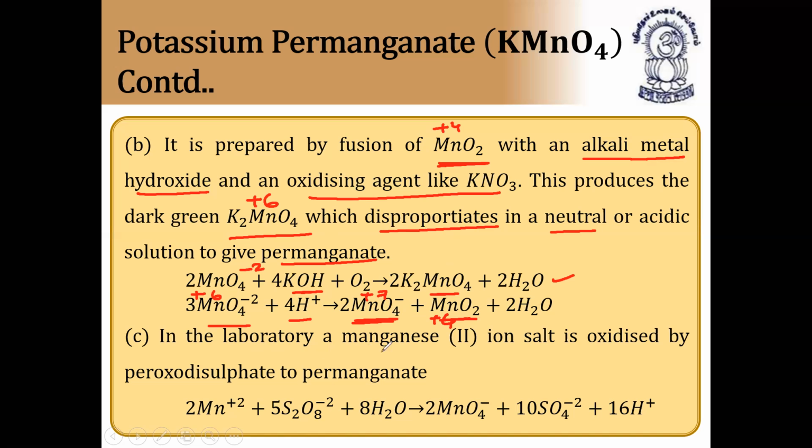In the laboratory, manganese 2 ion salt is oxidized by peroxodisulfate to permanganate. The peroxodisulfate is sodium peroxodisulfate, whose formula is Na2S2O8.